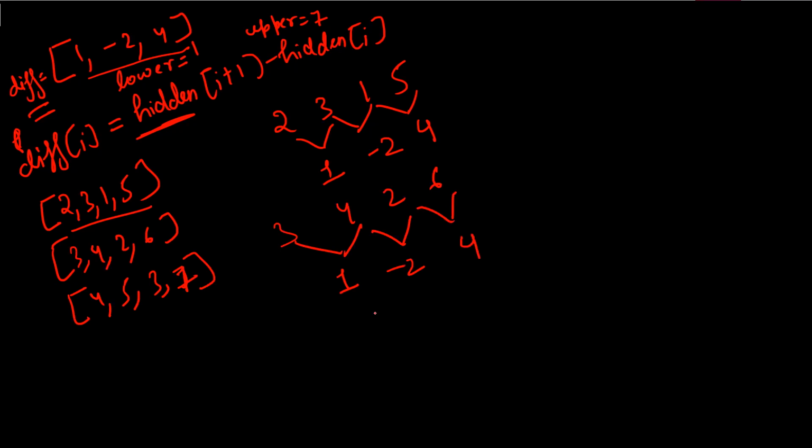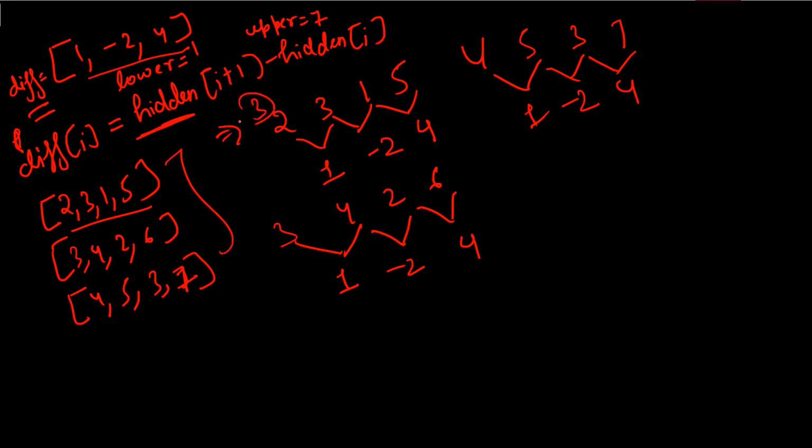If I take 4, 5, 3, 7: 5 minus 4 gives 1, 3 minus 5 gives -2, and 7 minus 3 gives 4. So these are the possible sequences, hence the count is 3. For this particular test case, 3 will be our answer.